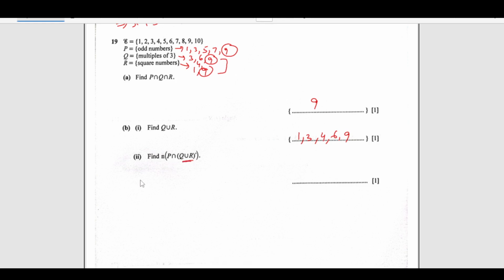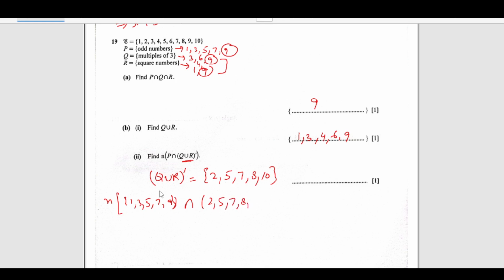Okay, so let's split this. We are looking for the number of elements of P intersection (Q union R)'. Except for these, the other elements are 2, 5, 7, 8 and 10. And we are looking for the number of elements in P. P has 1, 3, 5, 7, 9, right? And we are looking for the intersection of this with 2, 5, 7, 8 and 10.